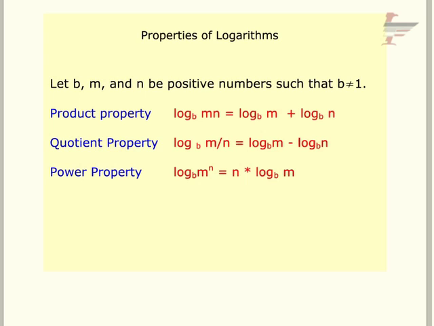The product property is the first one, and that states that if you have log base b of m times n, you can separate those with addition. So I could take log base b of m plus log base b of n. So note m times n separated with addition. The quotient property says if I have log base b of m divided by n, I can separate those with subtraction. So again, if I have m divided by n, it becomes m minus n, and note the base b, of course, remains base b.